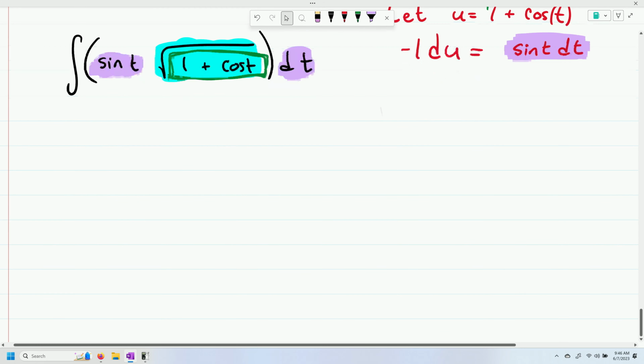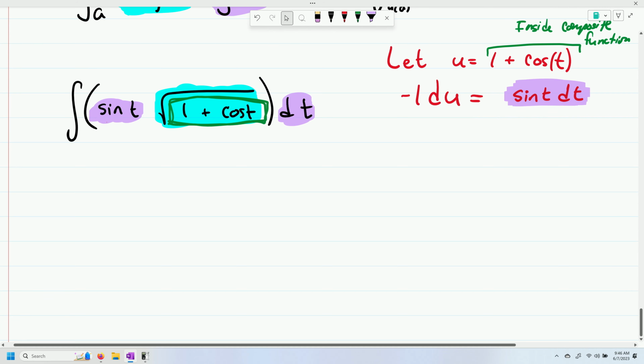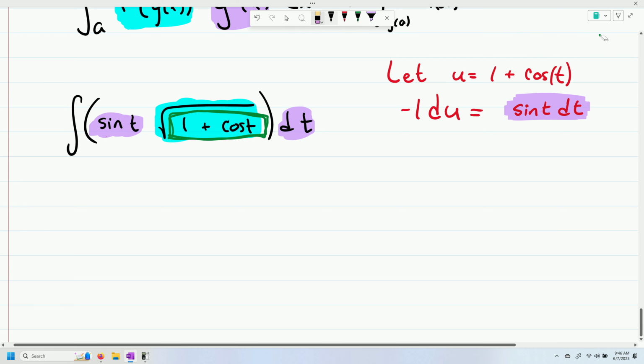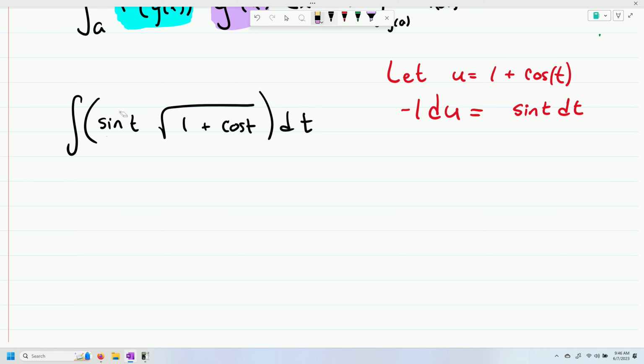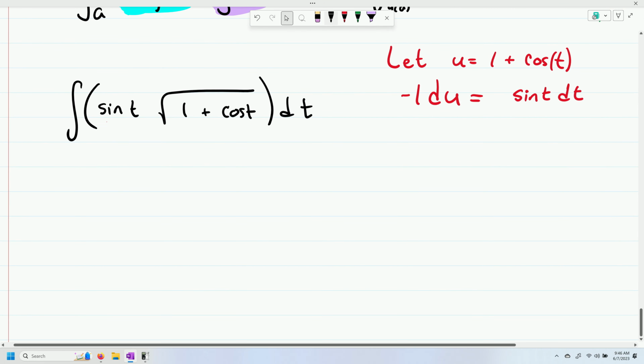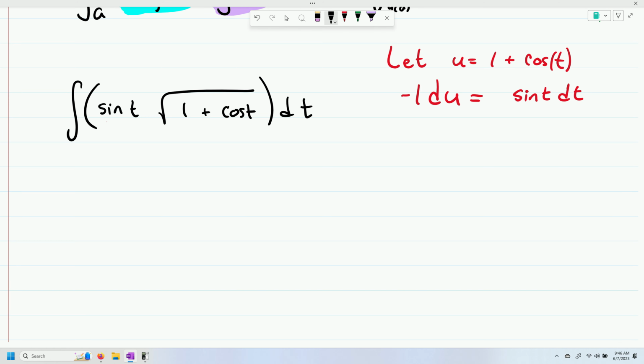So I'm just going to scroll up here a little bit. Sorry. And we're going to say, okay, because we've met the conditions up here. So let me clean this up because there's a lot of writing here. There we go. All right. So because we've met the conditions of a composite function and its derivative, we're going to go ahead and use u substitution. So wherever I see 1 plus cosine of t, I'm going to replace it with the letter u.